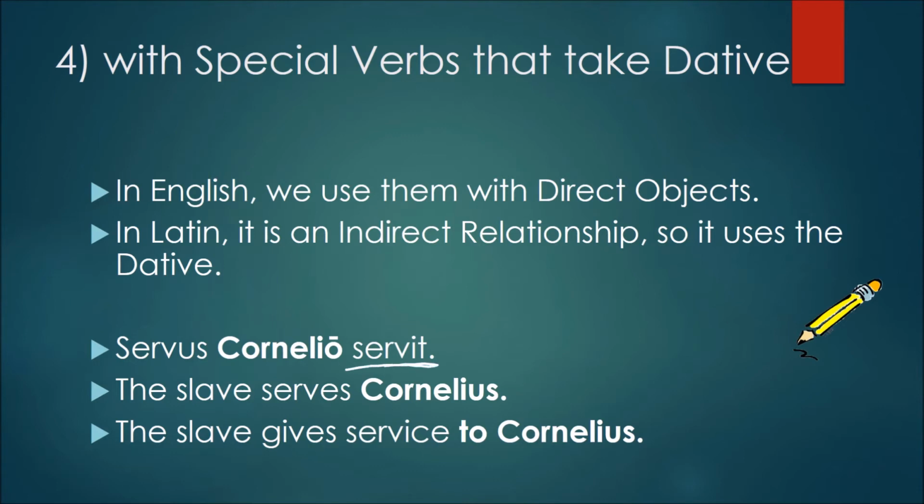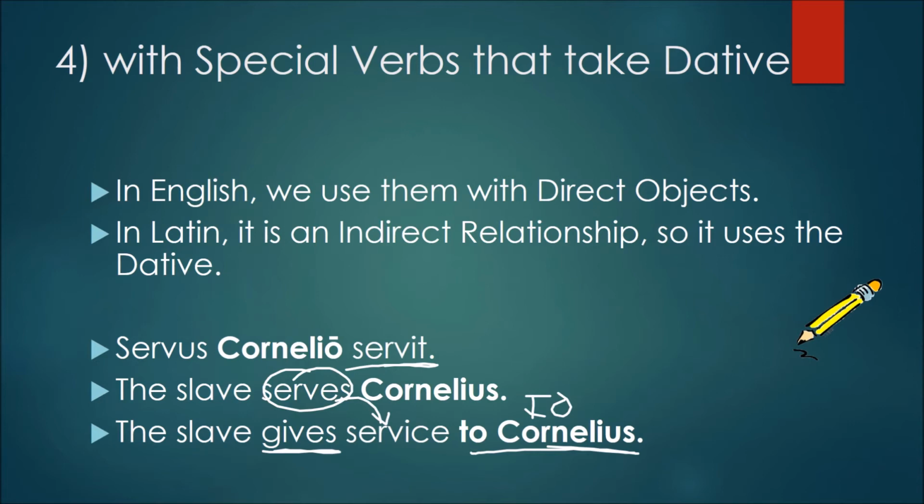Instead of using the one verb of serving, we're instead going to use a verb that traditionally requires an indirect object, a verb of giving, and then we're going to take the idea represented in the verb servit and turn it into a noun so that in English we can better understand why Cornelius needs to be in the dative case.